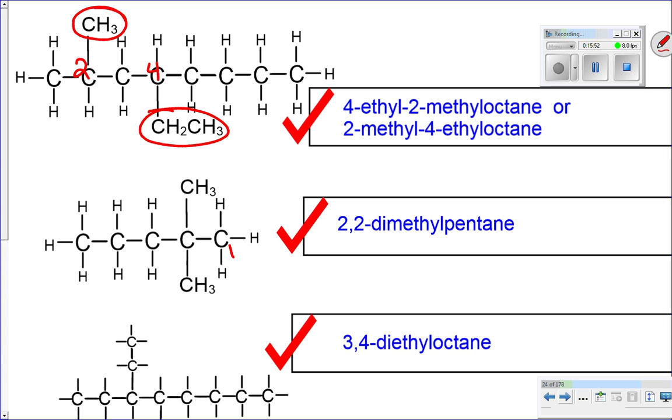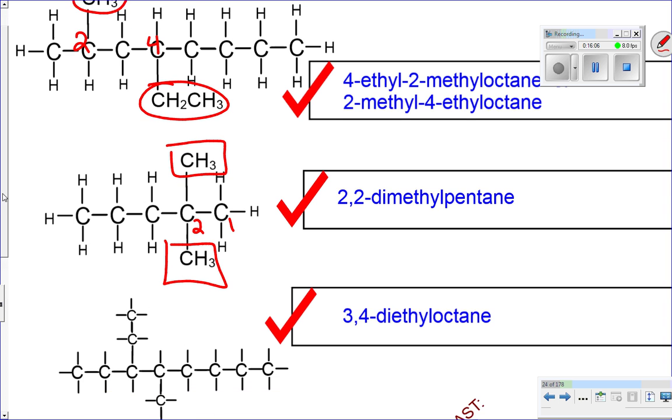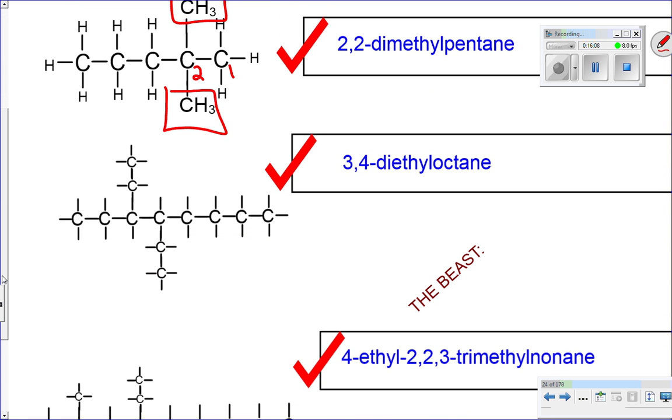If we count from here, this is 2,2-dimethyl. You can't call it an ethyl because they're 2 separate branches off of our 5-carbon chain. And yes, you need both numbers, and yes, you need that di. 3,4-diethyl. I have an ethyl here, I have an ethyl here. 1, 2, 3, 4. Diethyl octane.